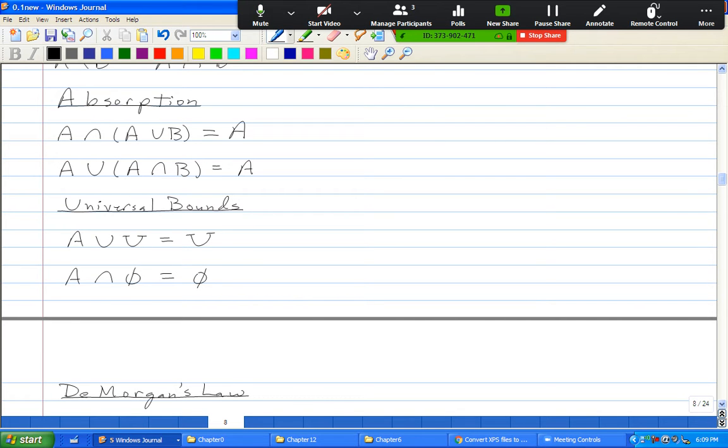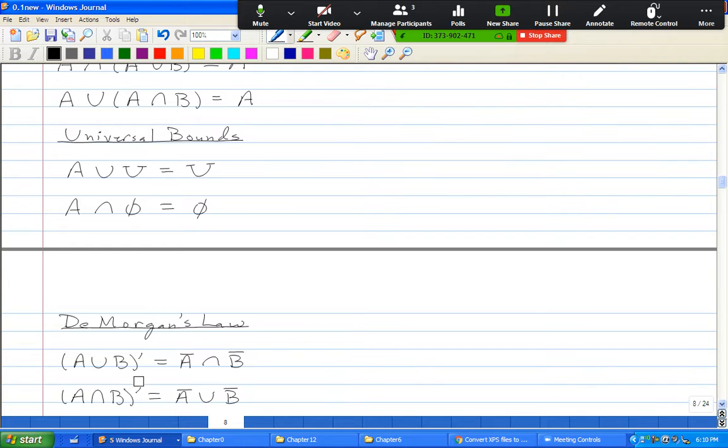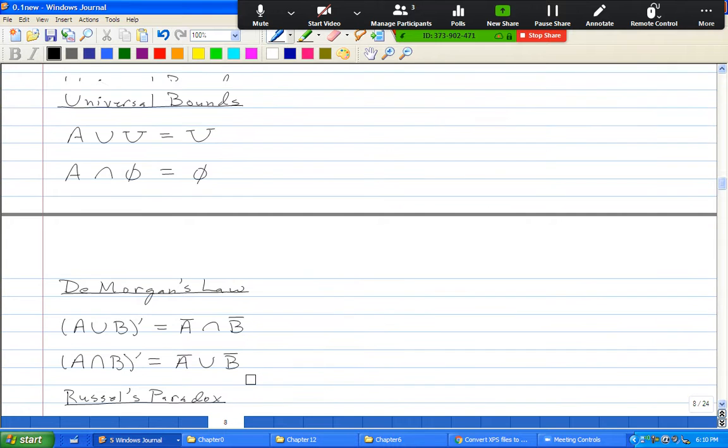Some of the De Morgan laws. And so, the complement of A union B is just A complement intersect B complement. The complement of A intersect B is just A complement union B complement. Okay, so that's several properties of sets.